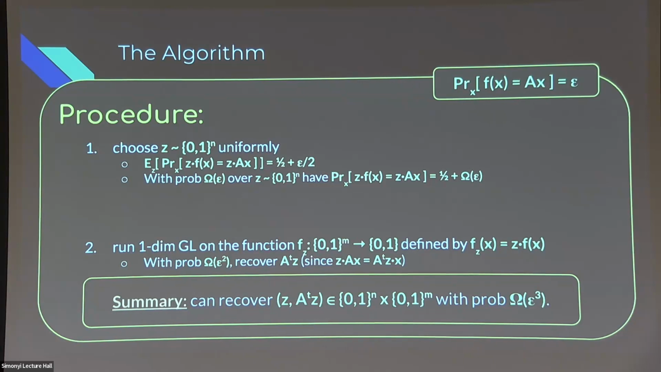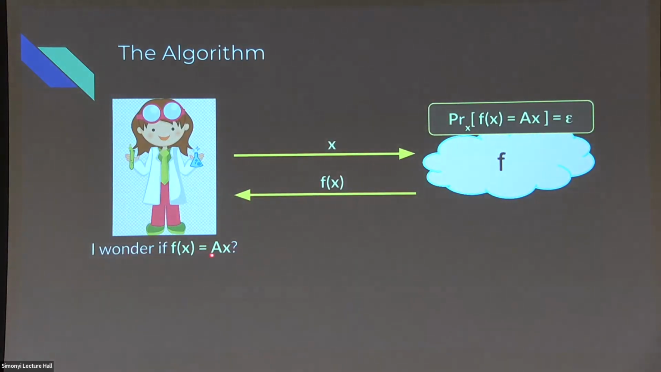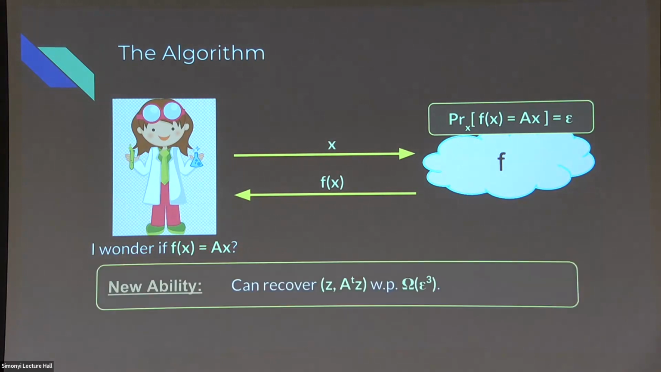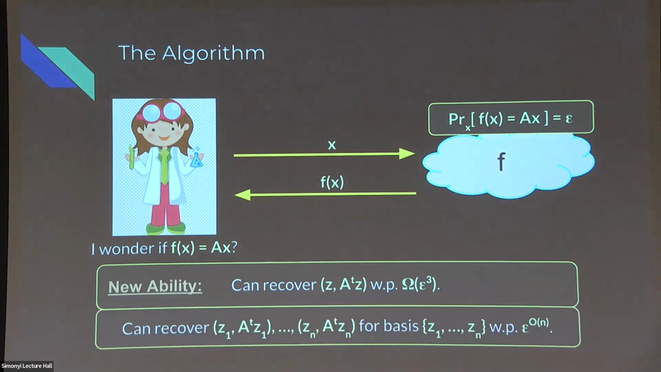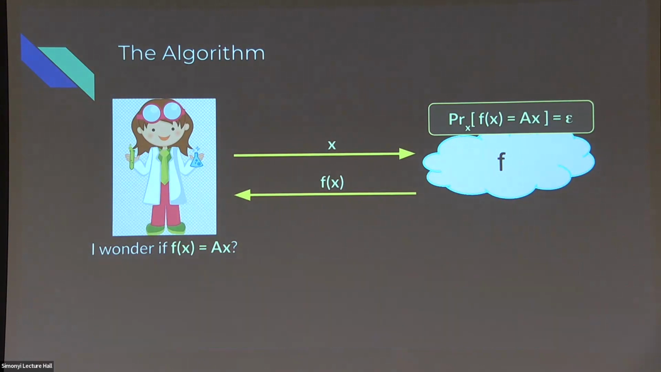Then if we step back to our question of trying to understand whether f of x equals A of x, one thing we can do, we have this new ability to recover a linear combination of the rows. You could try to just apply it n times and hope that you get lucky. That's not going to work for an algorithm because it's going to decay exponentially. No good for us. But you can do a little better.